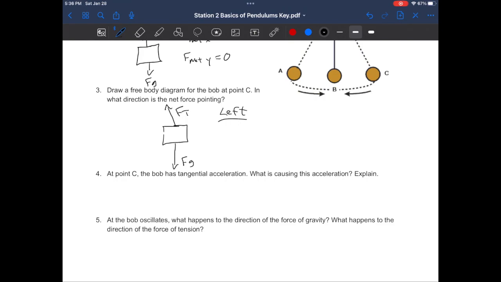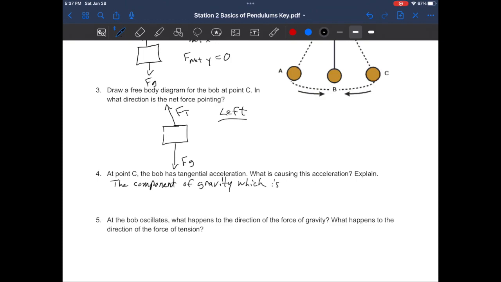At point C, the bob has tangential acceleration. What is causing this acceleration? Explain. Well, in a pendulum near Earth, the restoring force comes from a component of gravity or all of gravity, depending on which direction you're moving. Of course, when you're at equilibrium, you're moving horizontally, gravity's down. That's why we say there's no restoring force. While gravity is still acting on the system, it's not causing it to accelerate to the equilibrium any longer.